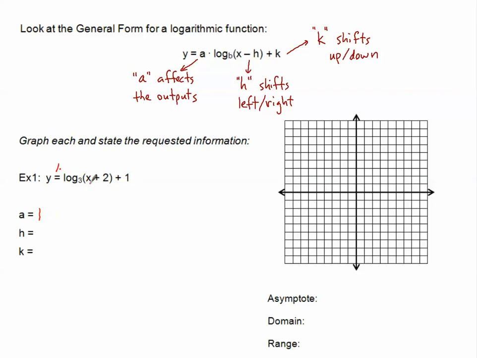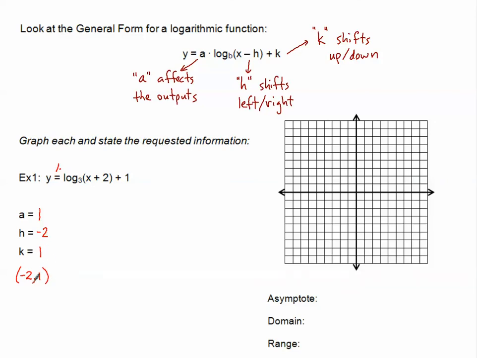H comes in here, and that must be negative 2. Remember, we always take the opposite of that idea. Basically, what makes this equal to 0. And K is always just the number that we see out here. In this case, it's plus 1, so it's positive 1. That means that H, K will shift us 2 units to the left and 1 unit up.